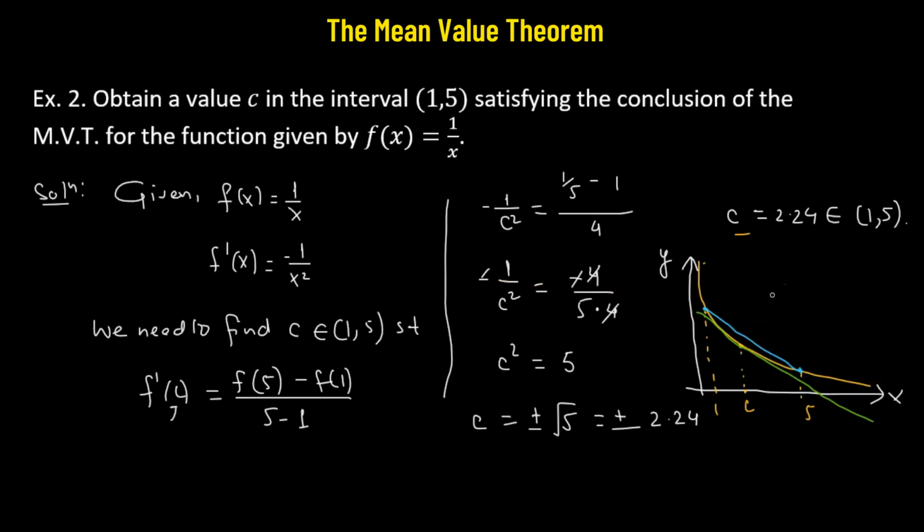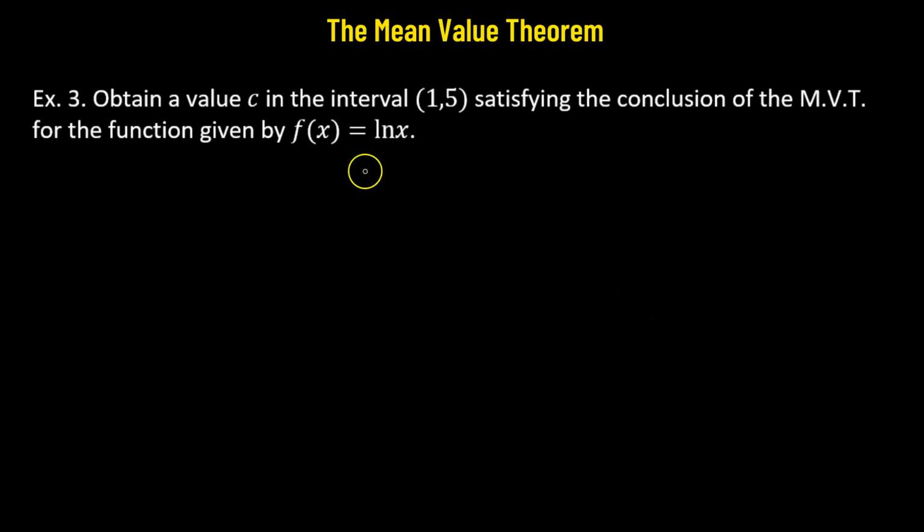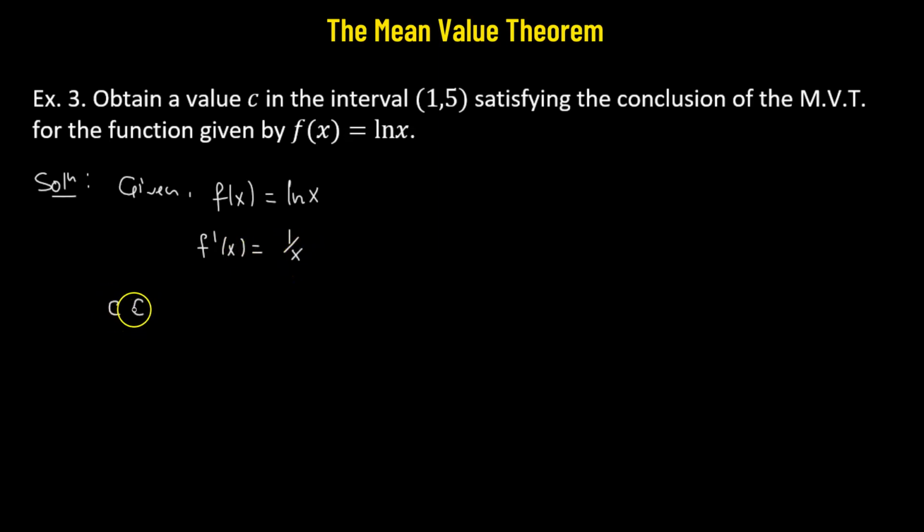Right. Let's move on to the next problem. So this time we have the logarithmic function. So let's begin. We have the function natural log of x. Its derivative with respect to x will be 1 over x. We need to find a value of c which belongs to the interval 1, 5 such that f prime of c is equal to f of 5 minus f of 1 divided by 5 minus 1.